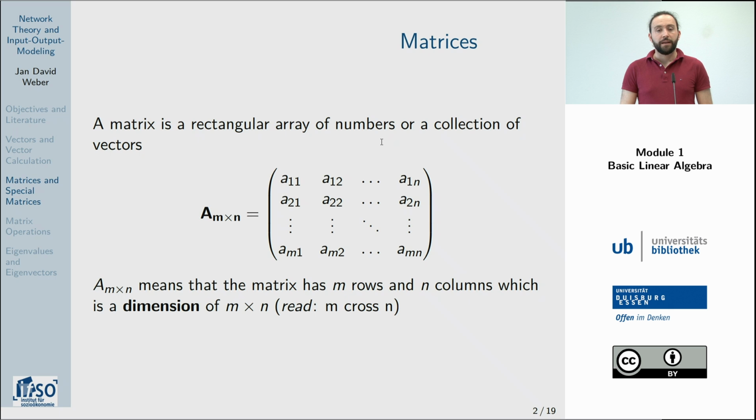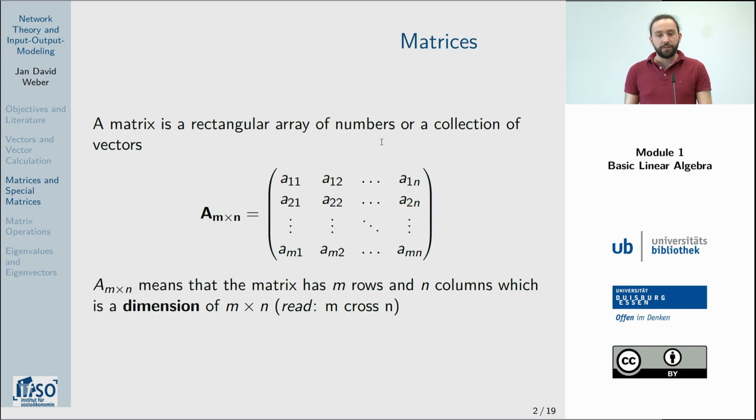And again, a matrix has a dimension. Here it's m cross n. The m gives you the number of rows in this matrix, and the value of n is the number of columns you have in this matrix. So here you have this regular matrix A of the elements A11, A12, A21, and so on.